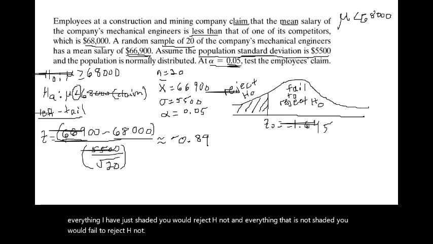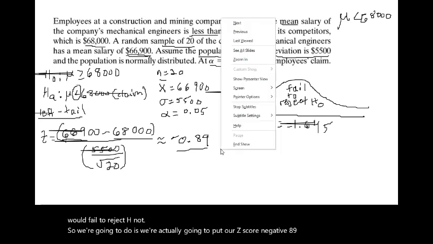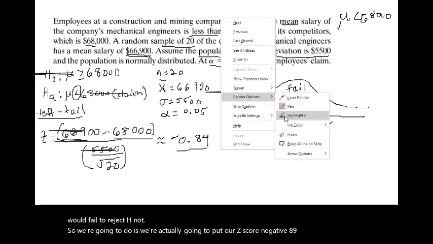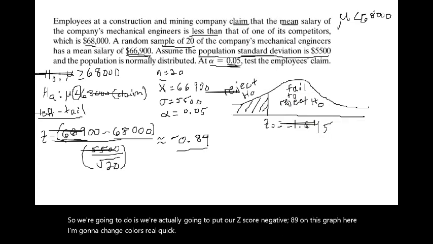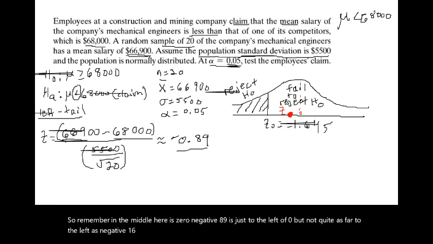What we're going to do is put our z-score, negative 0.89, on this graph here. I'm going to change colors real quick. Remember, in the middle here is 0. Negative 0.89 is just to the left of 0, but not quite as far to the left as negative 1.645. So that right there is your z-score.